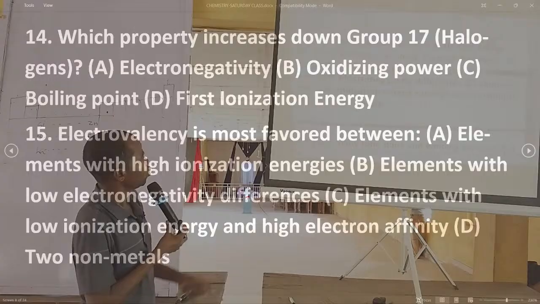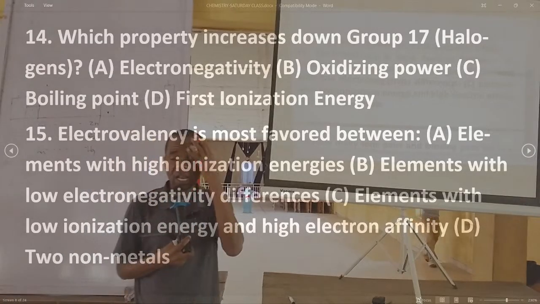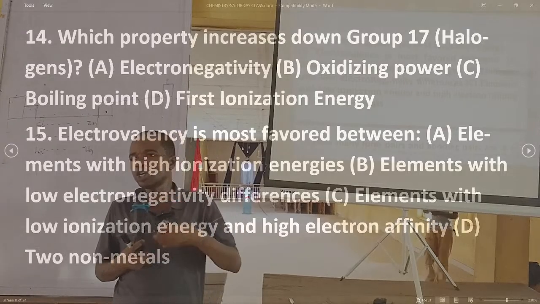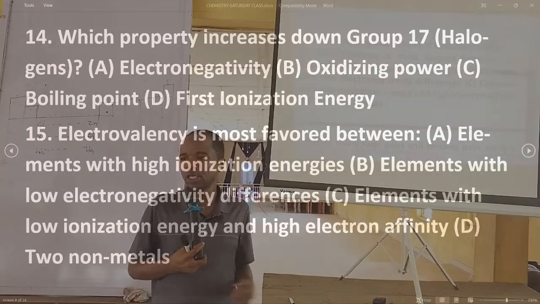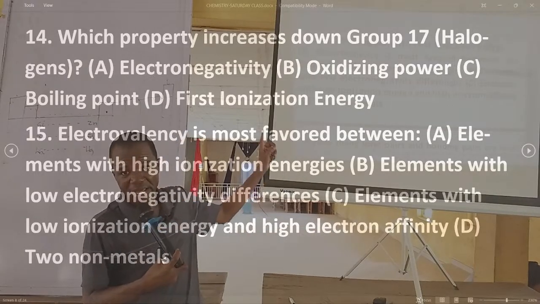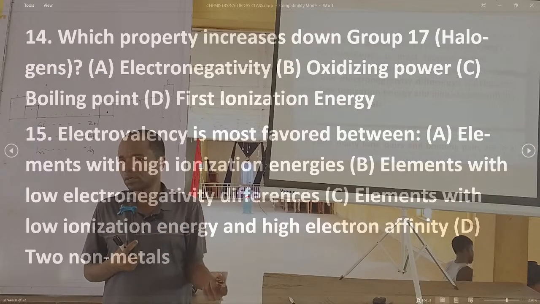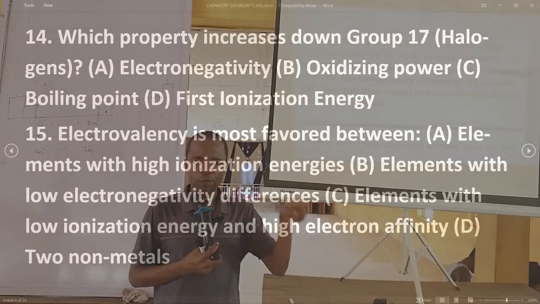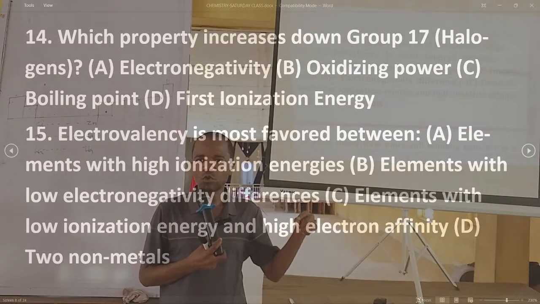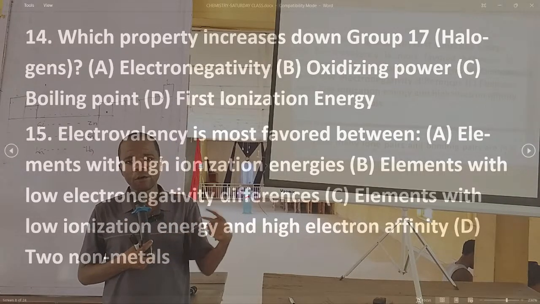Let's come to number 15. Electrovalency is most favored between... Now, what is electrovalency? Electrovalency refers to the ability of an element to form an ionic bond. Take a look at the word electrovalency. What's another name for ionic bond? Electrovalent bond. So when we say electrovalency, it's talking about the tendency of an atom to form an ionic or electrovalent bond. There are two factors that favor electrovalency.